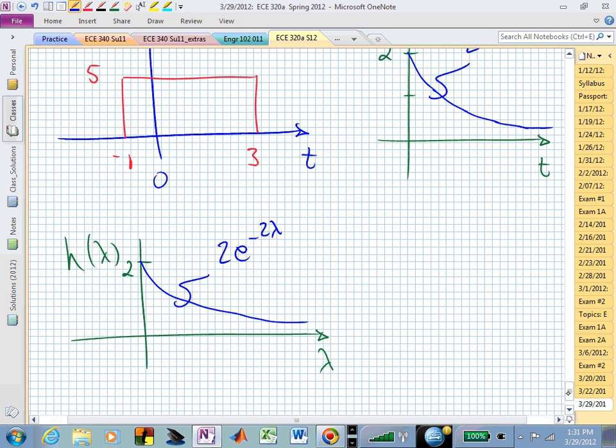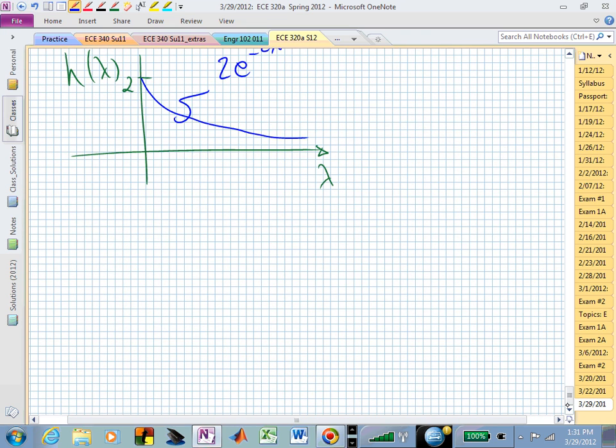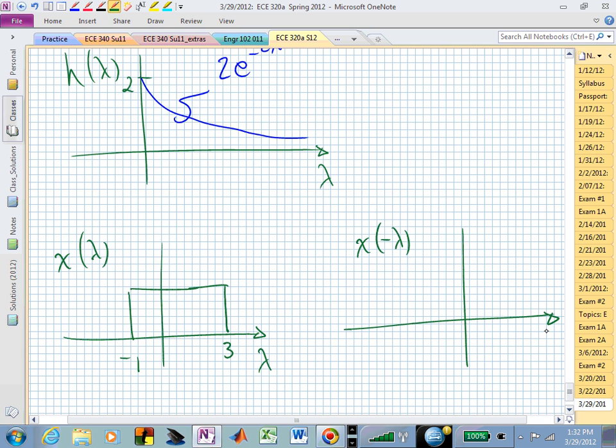Now, I need x of t minus lambda, where lambda is my variable that's being varied. T will actually be slid, so I will adjust that, but I need to make my expression a function of t. Let me just start with x of lambda. What's x of lambda look like? It looks just like x of t, except now your variable is lambda. So there's x of lambda. Now I want to flip that with respect to lambda. I need x of minus lambda.